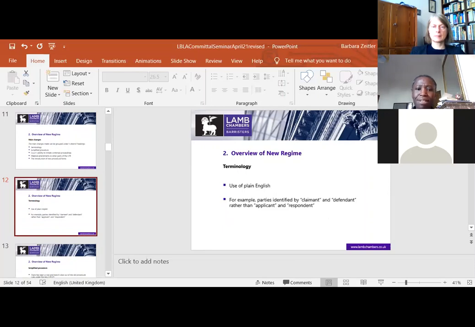There has been a real, I think, concerted effort to demystify the terminology around contempt proceedings. So you'll find in the new rules a greater use of plain English wherever possible. Barbara will touch upon this further in the seminar, but for now, examples are, for example, changes of how the parties are referred to. So you're no longer known as applicant and respondent, but referred to simply as claimant and defendant.